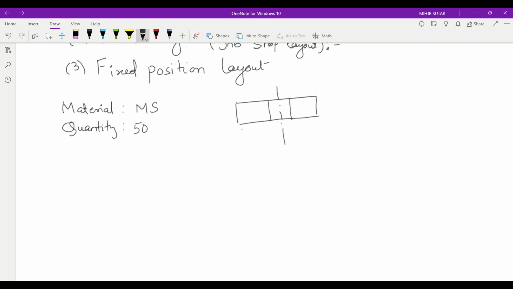Suppose its length is 300 mm and its height is 50 mm, and the slot that you need to cut is 40 mm deep. Okay, so we will prepare a route sheet.